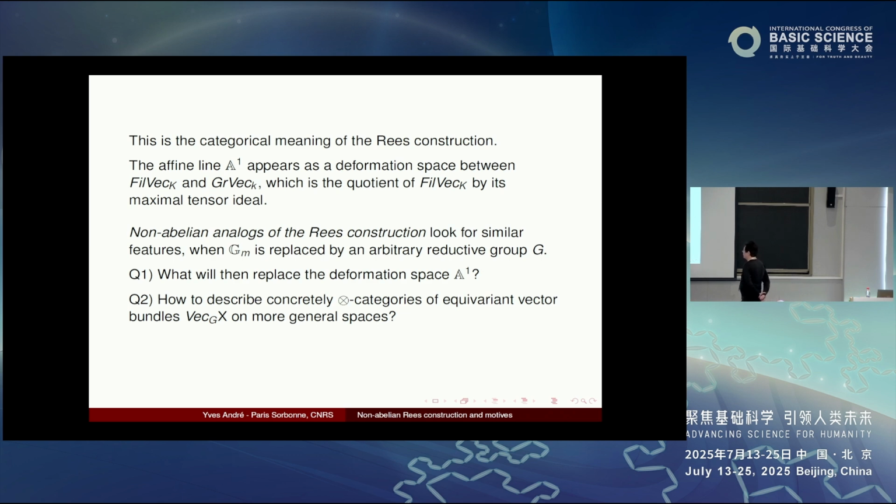That's the first question. And the second question is how to describe concretely tensor categories of equivariant vector bundles, which I denote by Vec_G(X), on a more general space X with an action of G. In the Rees case, if G is G_m and X is the affine line, the concrete description is just the description as a category of filtered vector spaces. I will start with question 2.